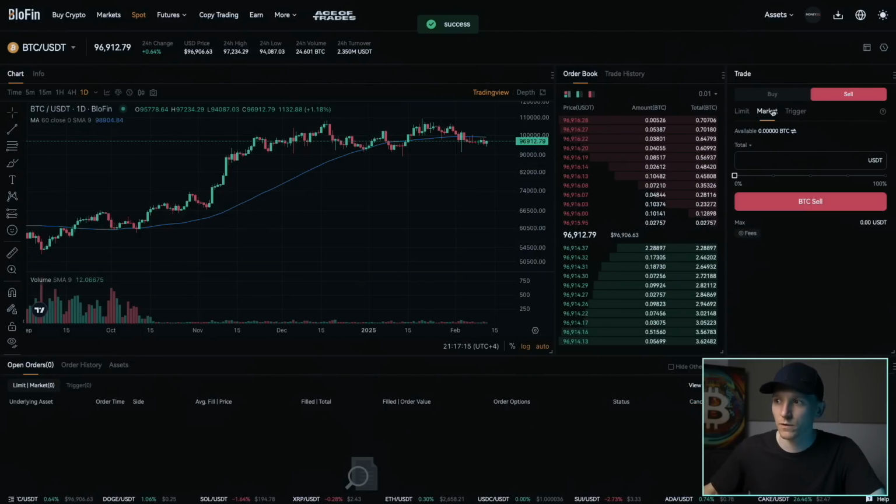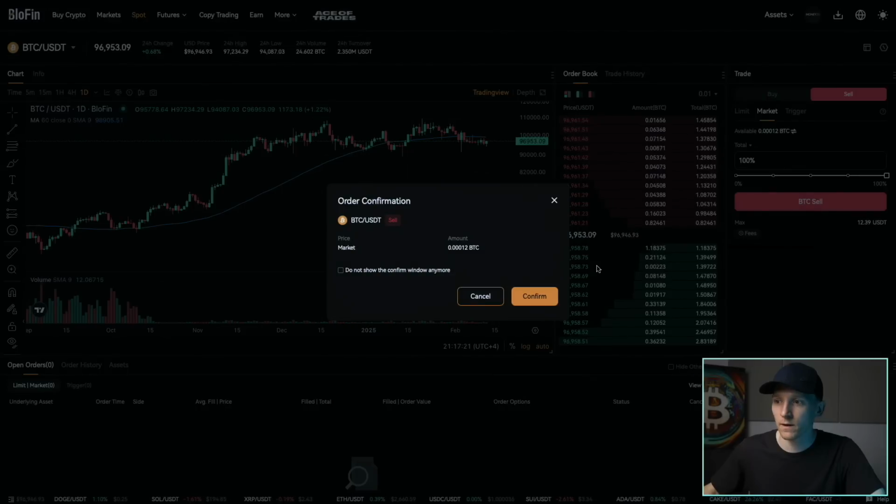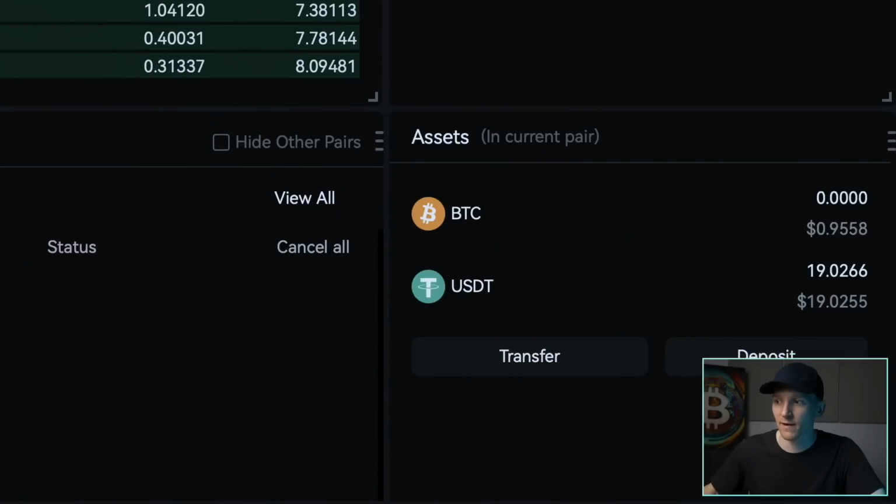I'm going to go market order, market sell. That means I'm going to take the best possible buyer down here, press sell here, confirm, and that trades for me. And now you can see my assets have basically gone back to what they are. So the BTC is out and I've got USDT back.